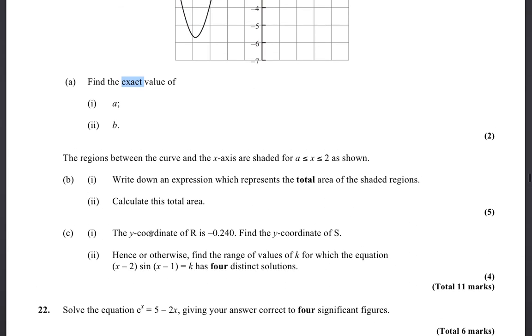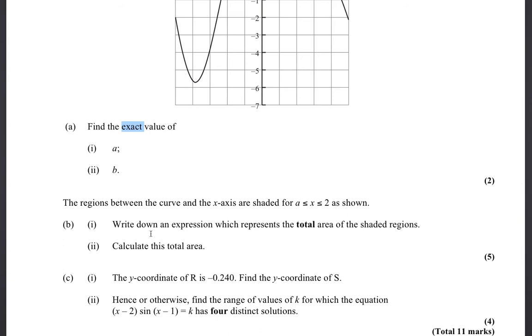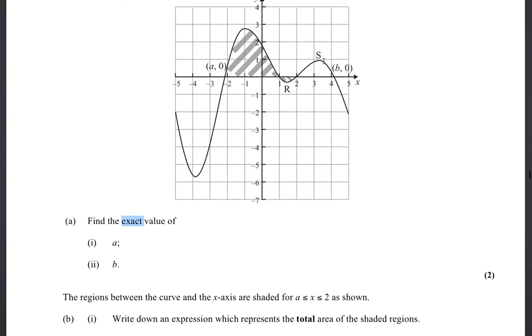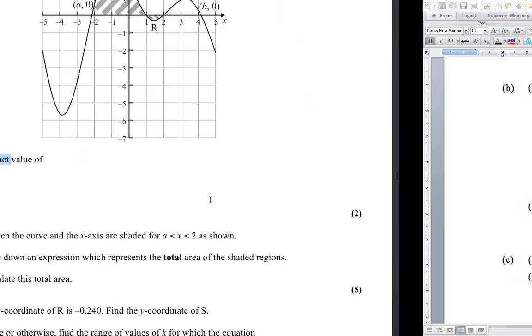The y coordinate of R is minus 0.240. Find the y coordinate of S. S is the maximum point, the second maximum point on the right hand side of the y-axis. So let me find: G-Solve, maximum. The y coordinate is 0.9726, so 0.973. So the answer is 0.973.